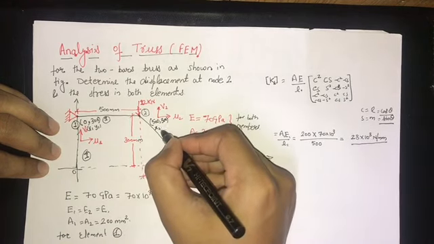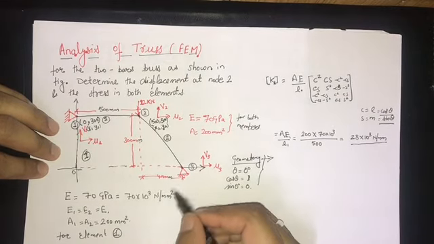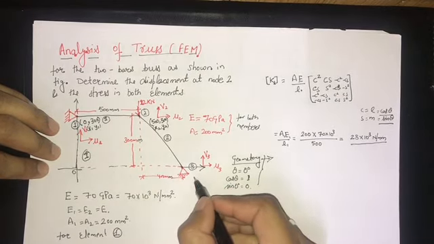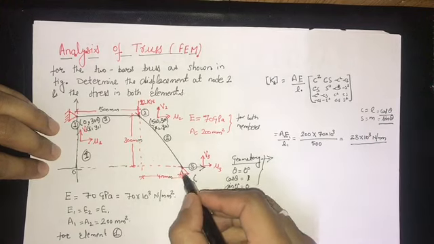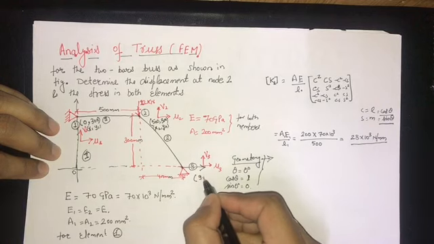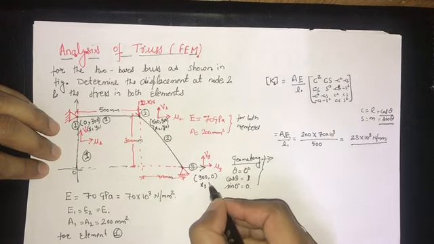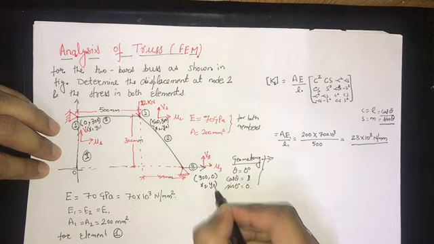This is nothing but x2 and y2. It is local coordinate, as earlier I told you. Now come to node 3. At node 3, distance x is 500 plus 400, that is 900, and y is 0. So this is x3 and y3.